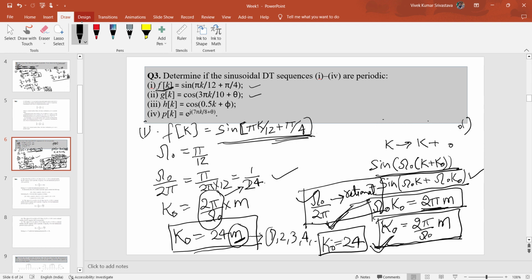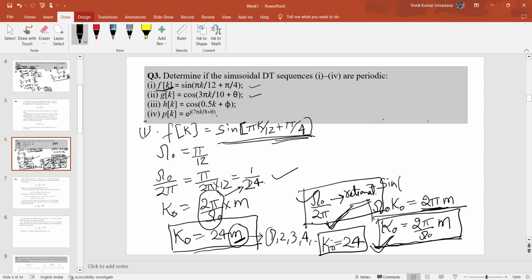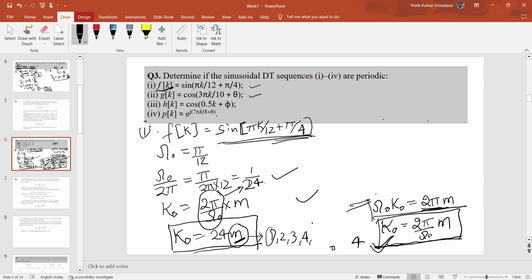so let us move ahead and see some more numericals based on this concept.